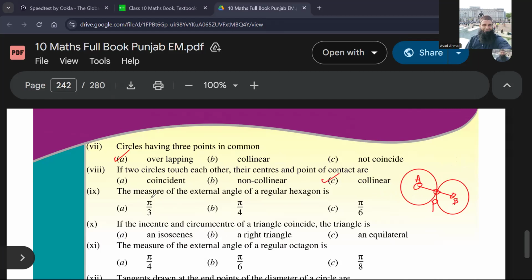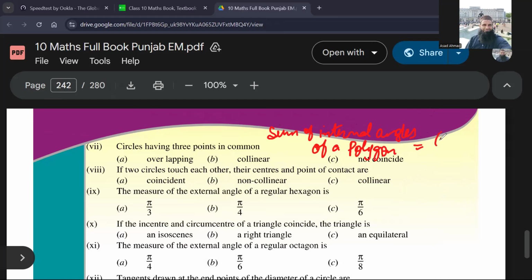Now, number 9, the measure of external angle of a regular hexagon is, so you can work out either by drawing the hexagon or by using a formula. So what is the formula? Number 9. So the formula is the sum of internal angles of a polygon.